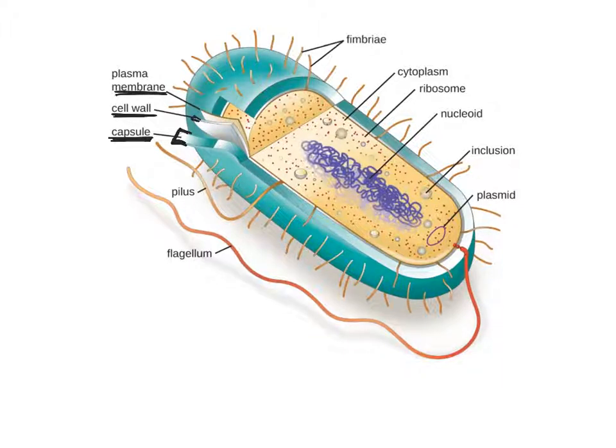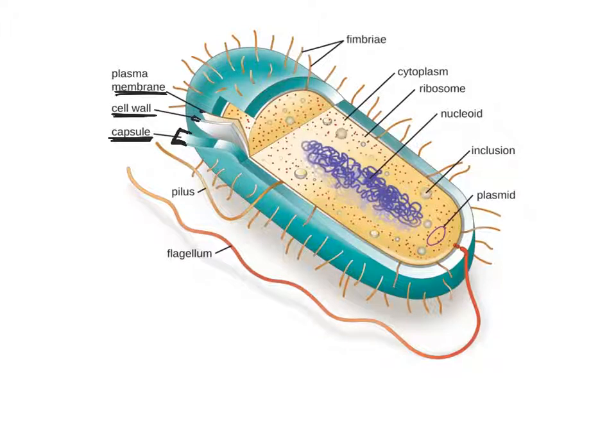Deep to the cell wall, we have our plasma membrane, even thinner. The plasma membrane is just like we know the eukaryotic cell plasma membrane to be, made up mostly of phospholipids, with cholesterol embedded and proteins embedded to allow for transport throughout the cell. So it is very, very similar in structure to the eukaryotic plasma membrane.